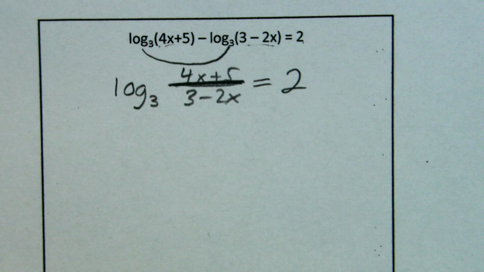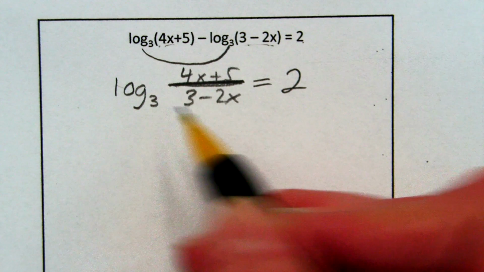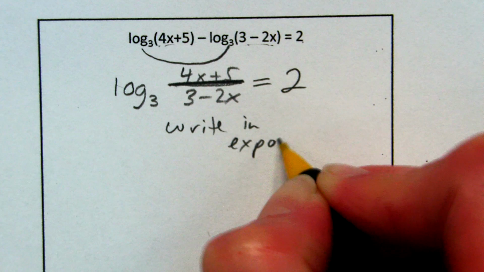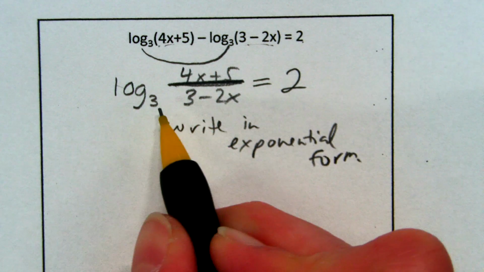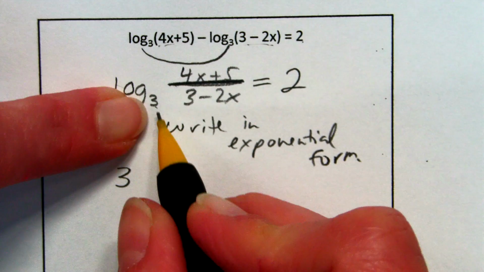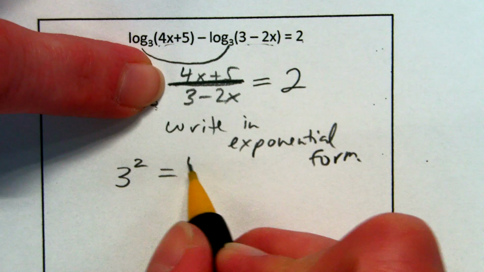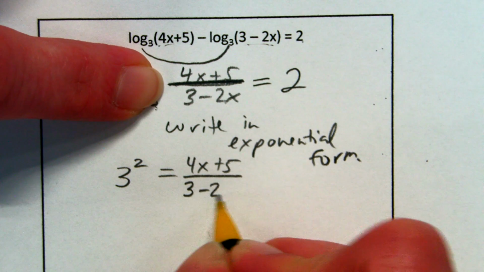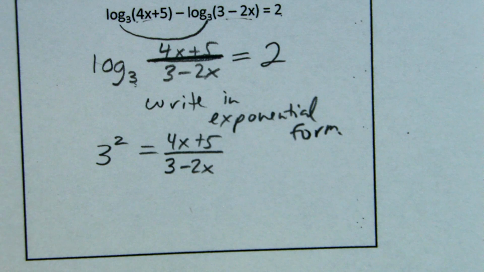So now we're going to go back to what we saw in the very first box. If I don't have a log on this side, I can't cancel this, but I can write it in exponential form. So I'm going to take this base 3, and then the 2 over here becomes the power, and then this fraction will just stay the same for a minute. 4x plus 5 over 3 minus 2x. So we got rid of the log by writing it in exponential form this time.